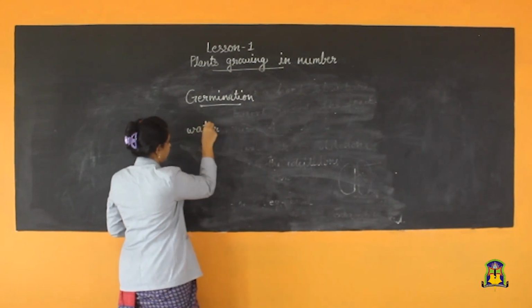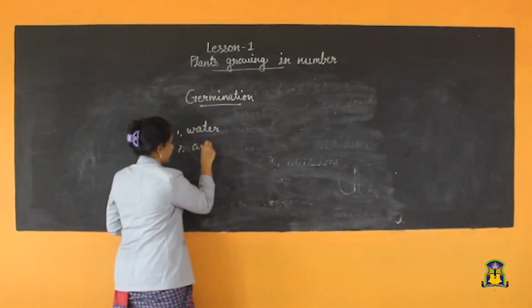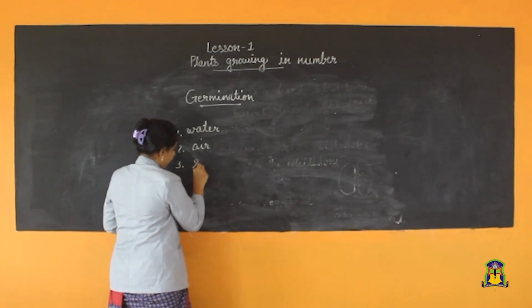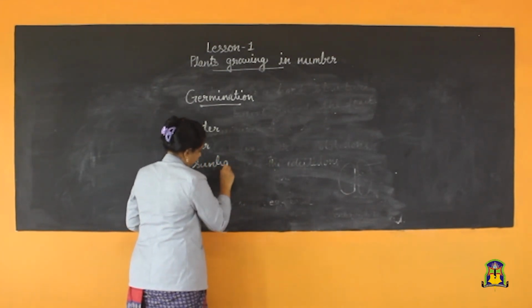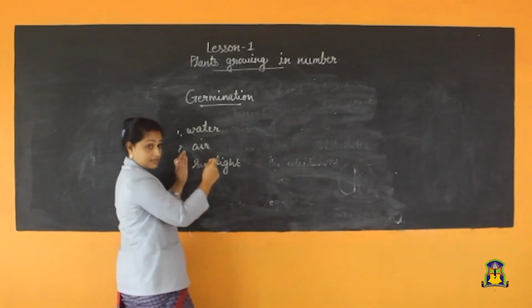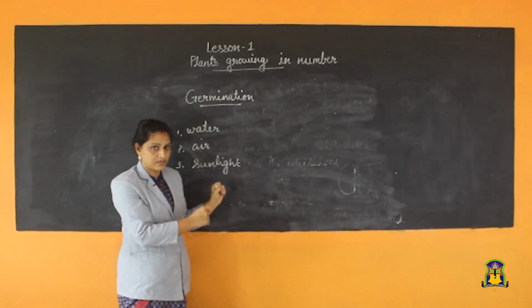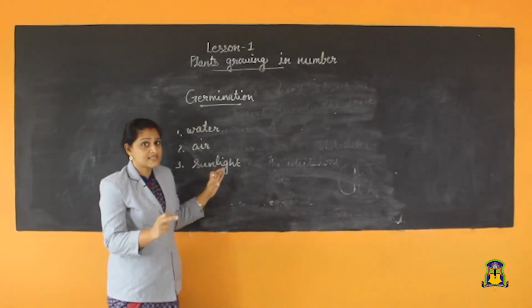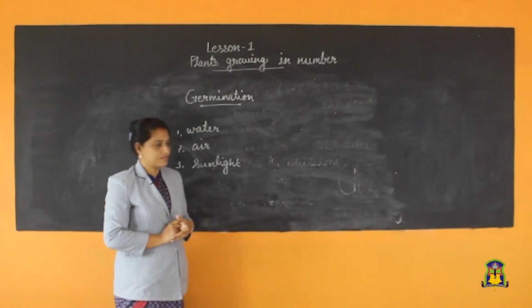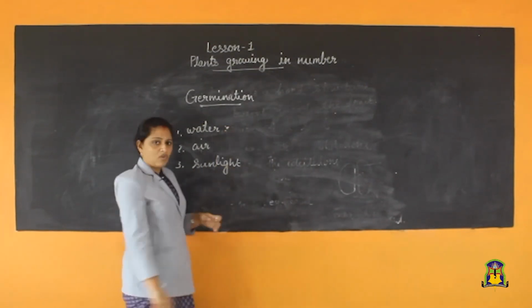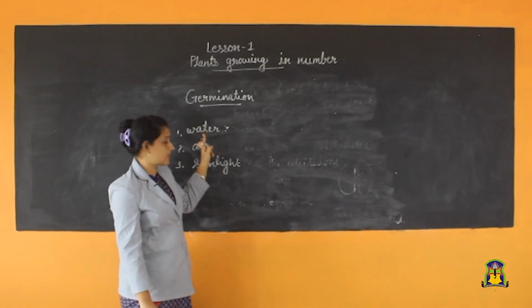Which are they? Water, air and sunlight. These are the three necessary elements. If any one is absent, that seed can't germinate. Okay. Then, what is the function of this water for germination?